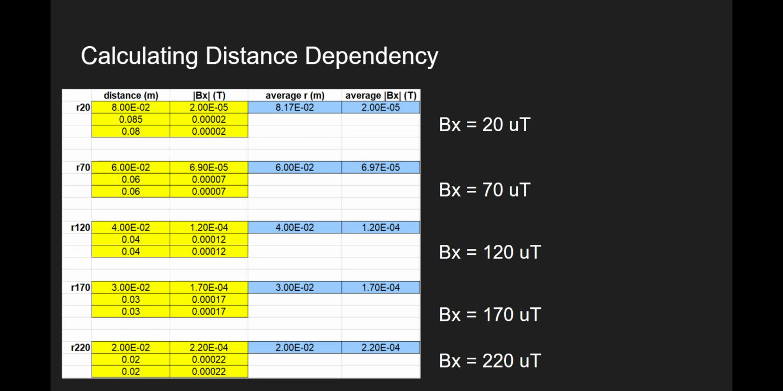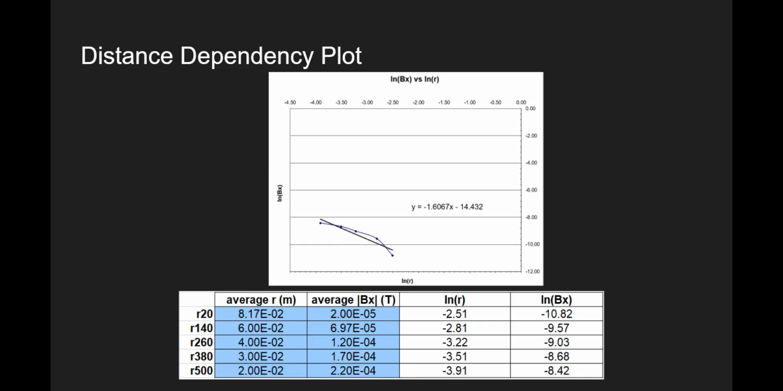To find the distance dependency of the magnetic field, I recorded the distances at which the magnetic field X component would read 20, 70, 120, 170, and 220 microteslas. Using this data, I created a logarithmic plot of the distance from the magnetometer versus the X component of the net magnetic field. With this data and the trend line for the plot, I was able to find the intercept to determine the magnetic moment of my magnet to be negative 8.98.